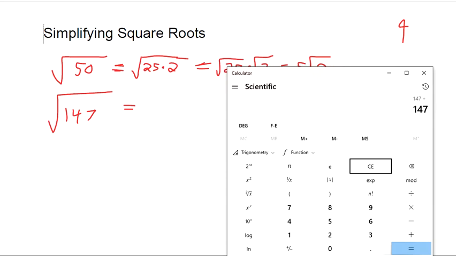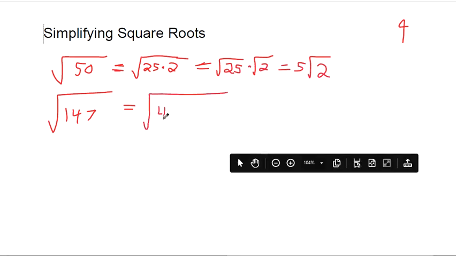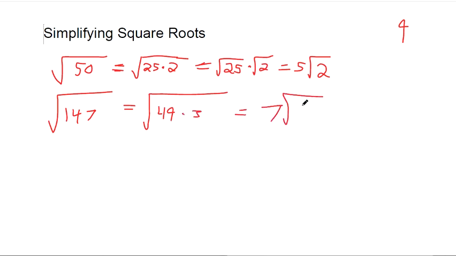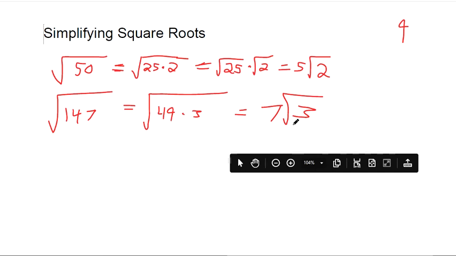16 is another perfect square, that's not going to work though because it's not even. 25 is another perfect square. 36 is another perfect square. Nothing's working. So this one, 49 is a perfect square because the square root of 49 is 7. Okay, so that's how we simplify square roots.